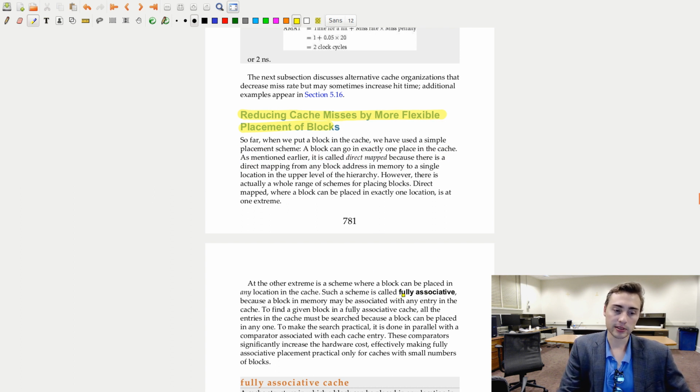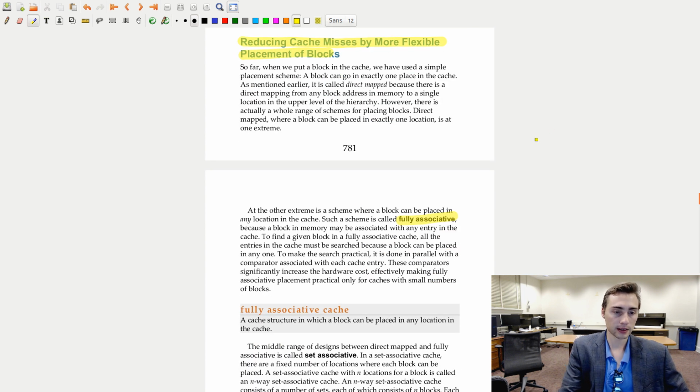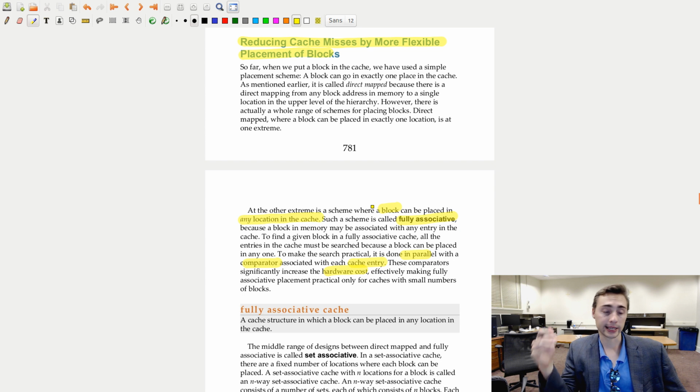So let's talk about the other extreme, which is a fully associative cache. This says that a block can be placed in any location in the cache. To find a given block in a fully associative cache, all the entries in the cache must be searched. To make it more practical, we can search all of these in parallel, with a comparator associated with each cache entry. These comparators significantly increase the hardware cost because we need one for every single entry in the cache.